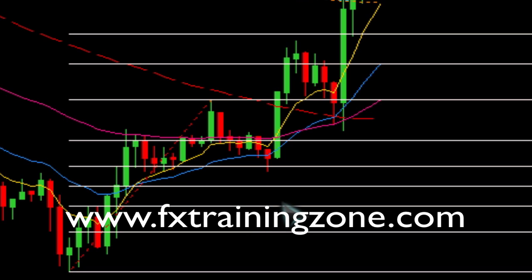Now how you identify them, as I said, is to go down into the lower time frames. So you want to be looking for hammers, engulfing patterns, morning stars, dojis, those candle patterns which indicate a lack of momentum to the downside. So the market's going to return back to the upside.